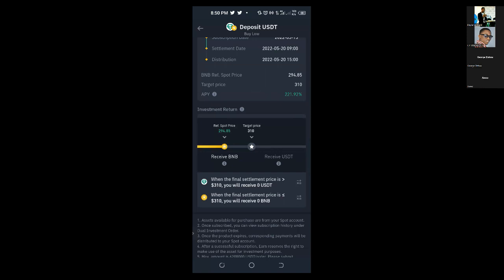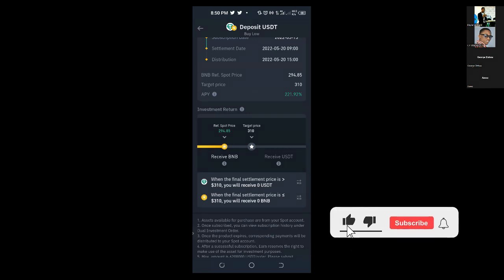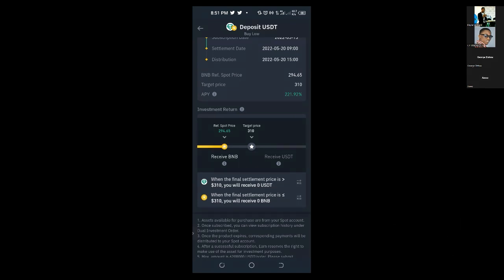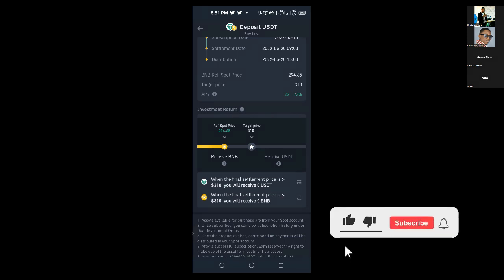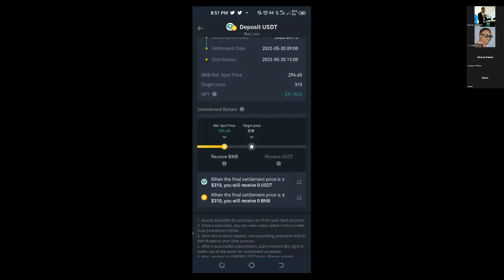So it means that if that day the price goes down to $100, you will still be buying at that 310. And if you want to sell high, and you have agreed or selected a particular option here to sell at 300, and then that day BNB becomes 400 or 500, yours will still be sold at that 300.